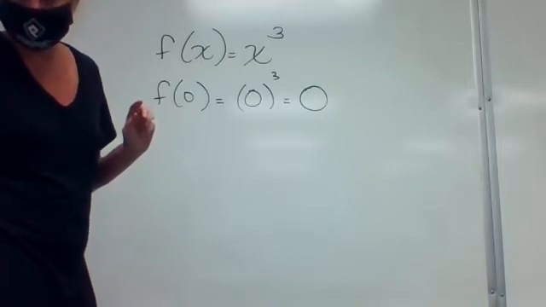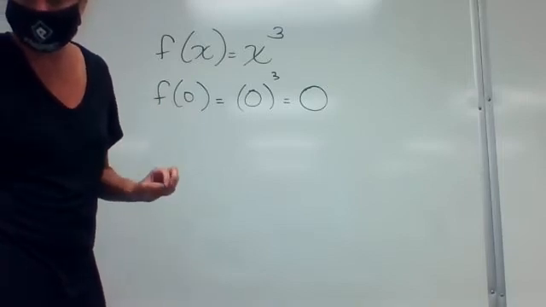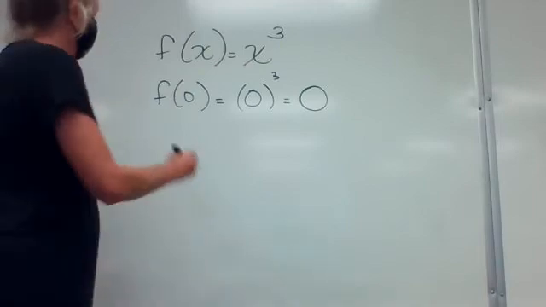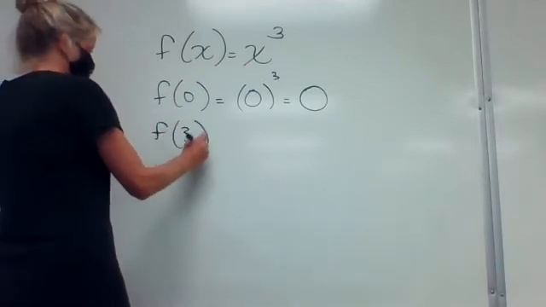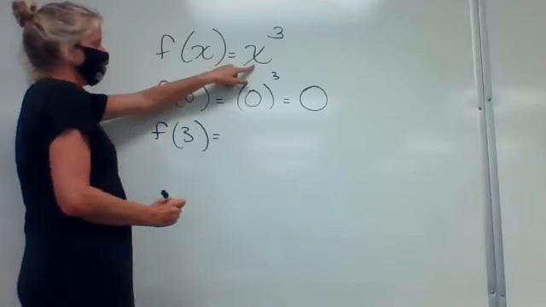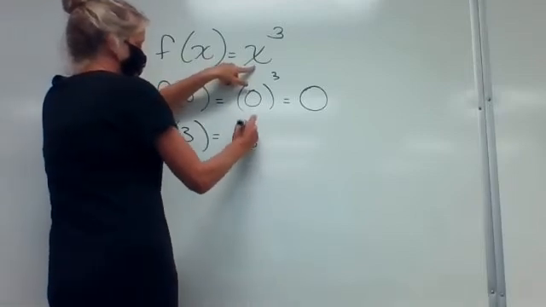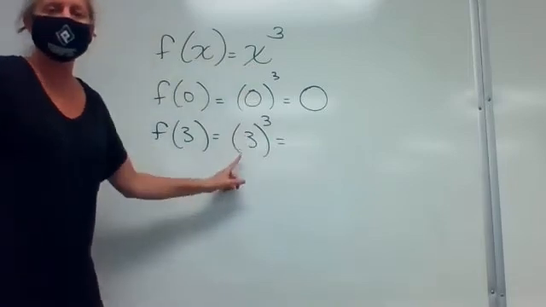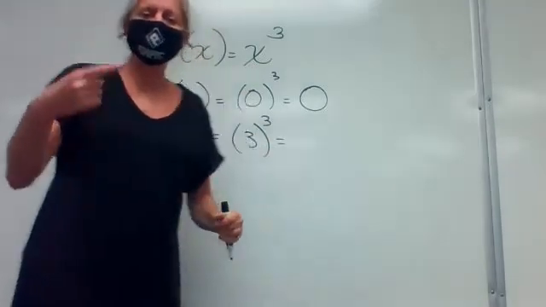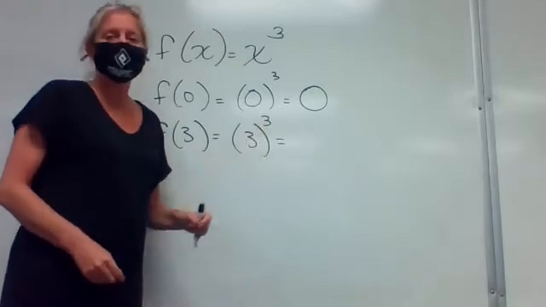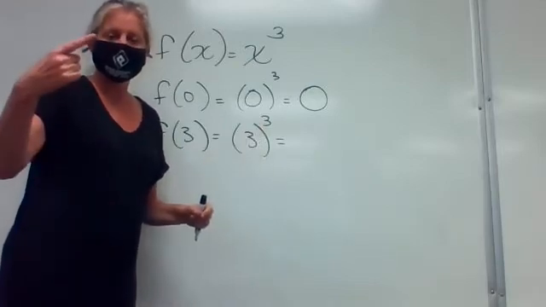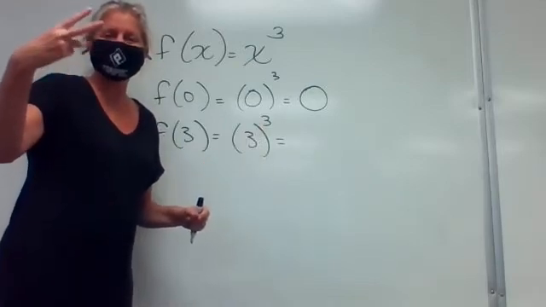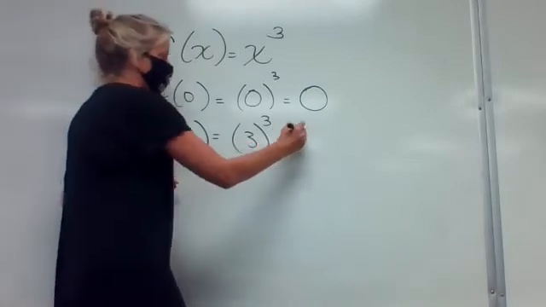Let's see, I'm going to skip a couple of parts of these. It's got all the way through F. Okay, I'm going to do F of 3. Same thing, replace the X this time with the 3 to the 3rd power. This does not mean 3 times 3. It means to multiply 3 together 3 times. So 3 times 3 is 9 times 3 is 27.